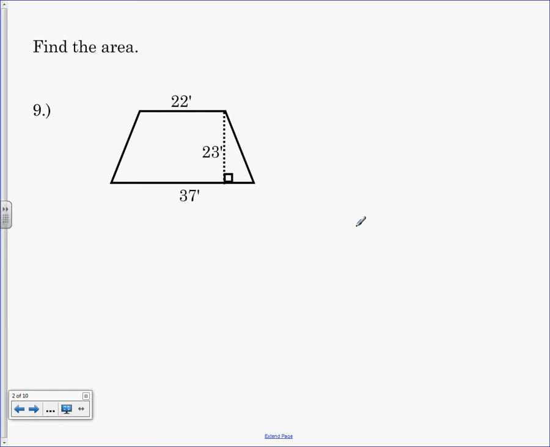Number 9, find the area. They did not say where to round, so I'm going to say if you have to, the nearest tenth is probably fine. What shape is this? A trapezoid. So let's start with our formula. What's the formula for the area of a trapezoid? This one, right? You always want to start with that.